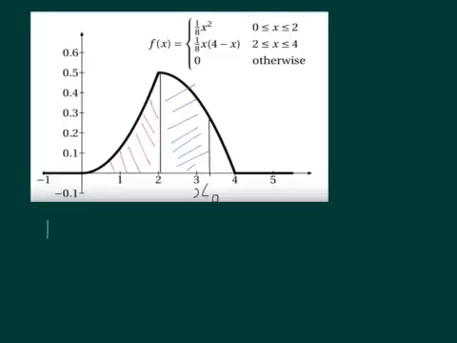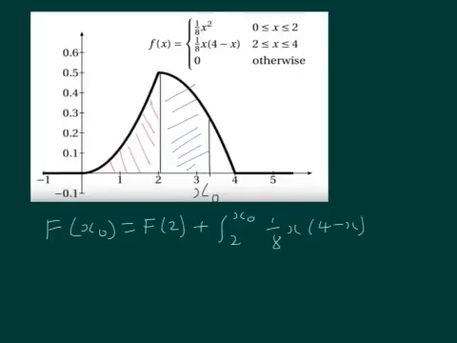So for this part of the graph, F of x naught is going to be F of 2, that's the red part, plus the integral from 2 to x naught of 1/8 x (4 minus x) dx. So we're integrating small f of x.